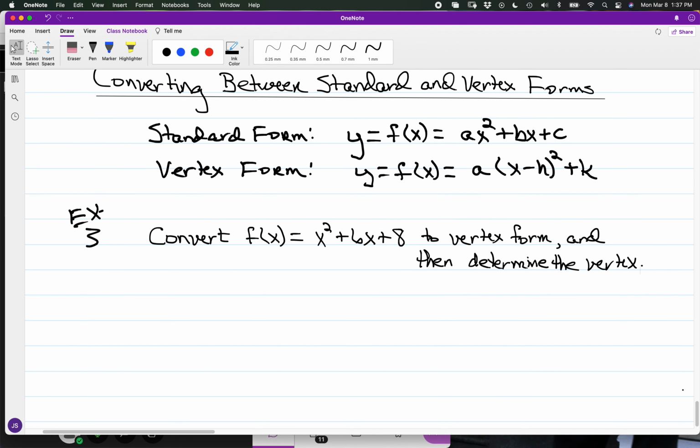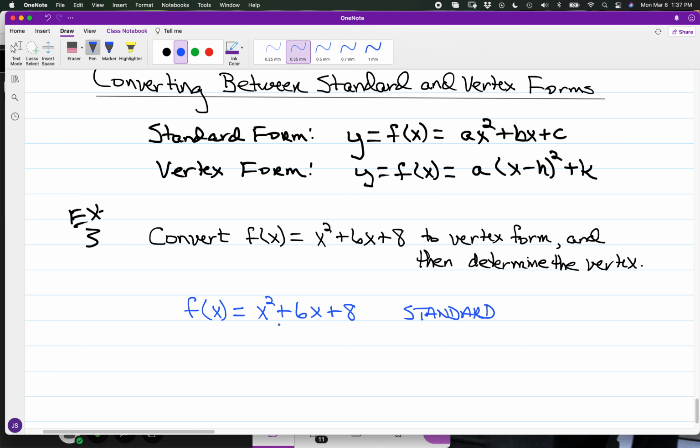Okay, so we have f of x is equal to x squared plus 6x plus 8. Again, this is the standard form. As I proceed from the standard to the vertex form, I'm going to put parentheses. It's not factoring by grouping, but something akin to factoring by grouping.